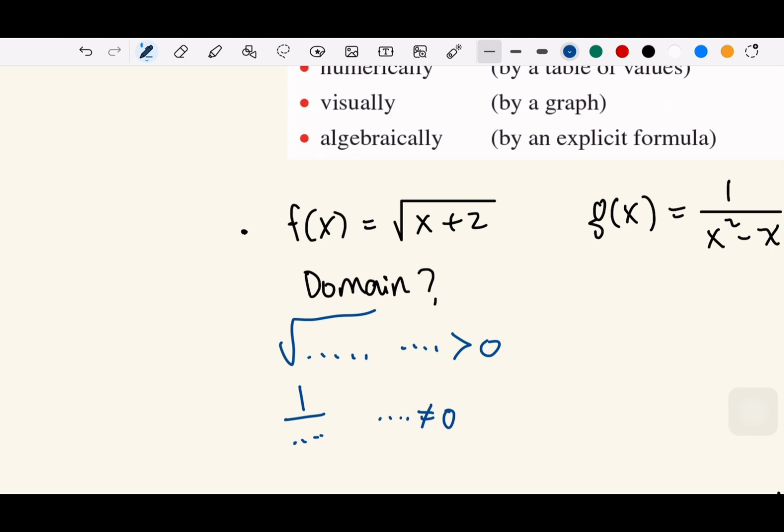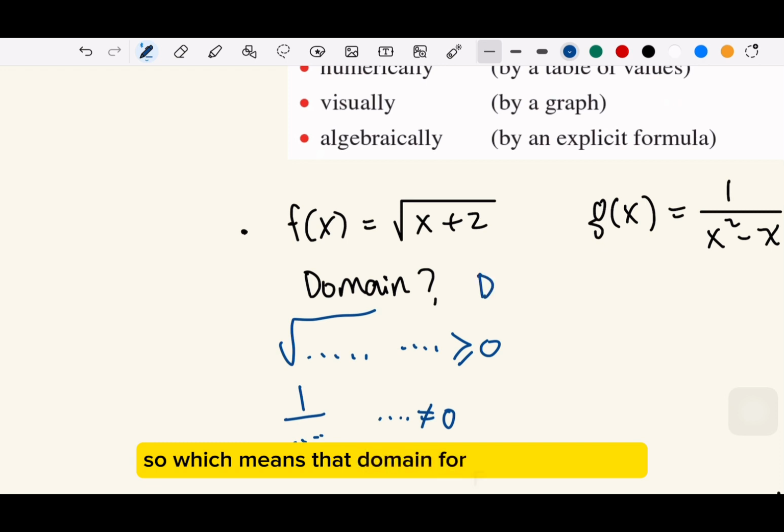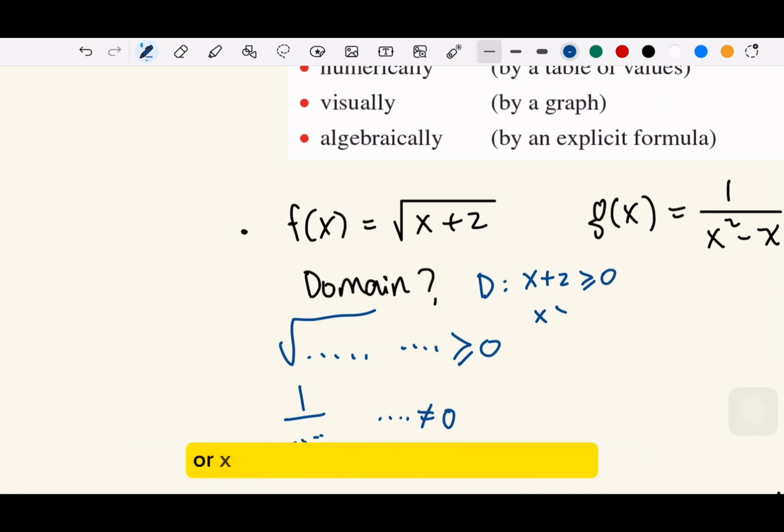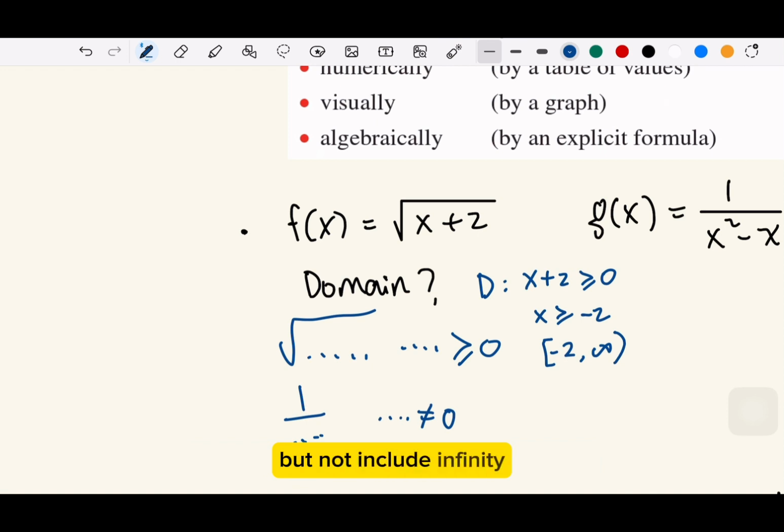So for the f, I think it's easy to look at. The x plus 2 needs to be greater than or equal to 0. Which means the domain for f will be x plus 2 greater than or equal to 0, or x should be greater than or equal to negative 2. Or you can write negative 2 until infinity, but not include infinity, because infinity is not an exact number, it's just an abstract concept. I think it's simple.